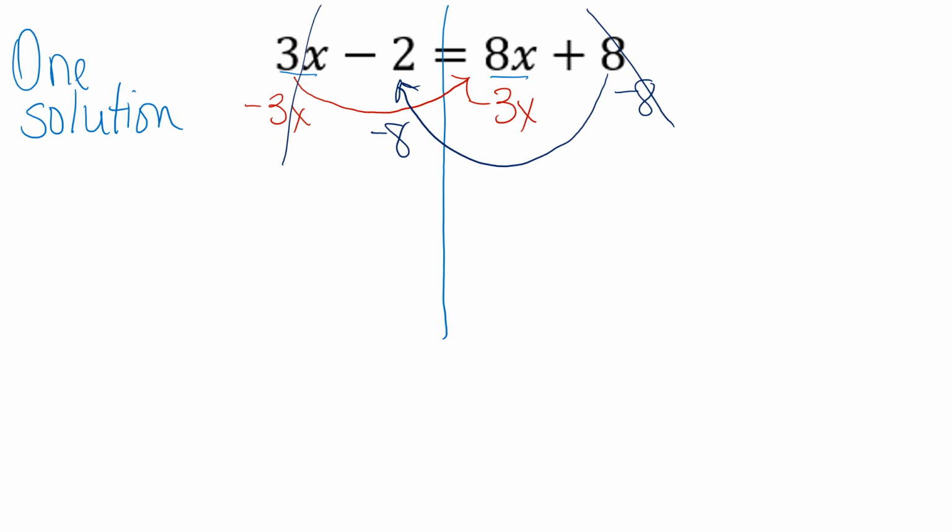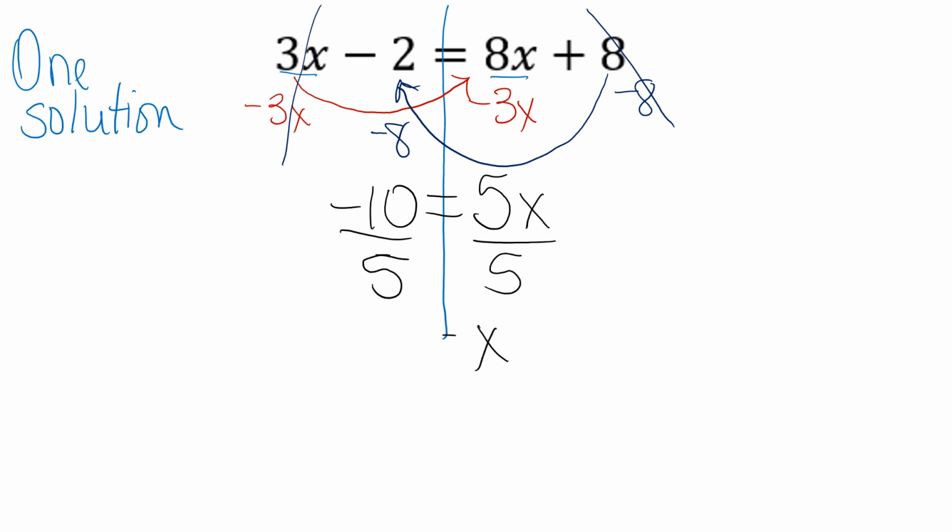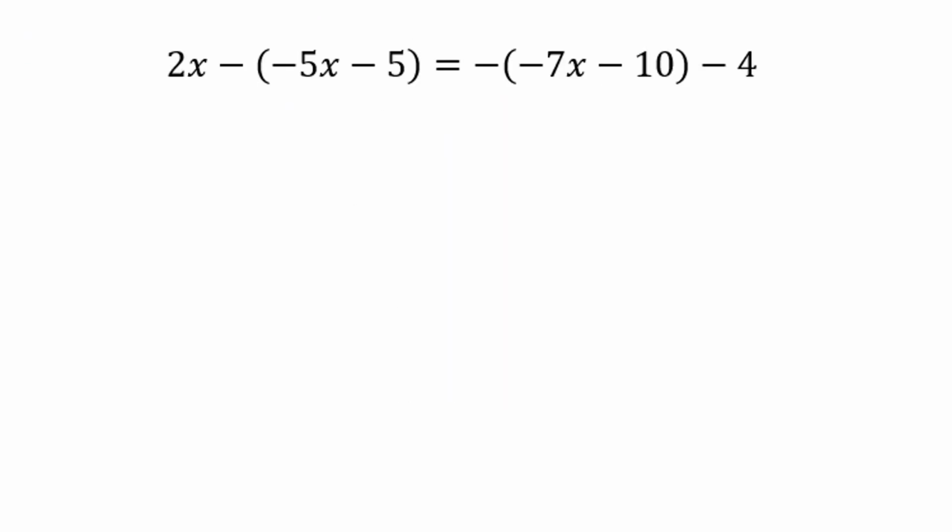So over here, we have 8 minus 3. That's going to give me 5. We're going to keep that x. We have our equal sign here. We have a negative 2 minus 8. Negative 2 minus 8 is a negative 10. Divide both sides by a positive 5. And x would equal negative 2.